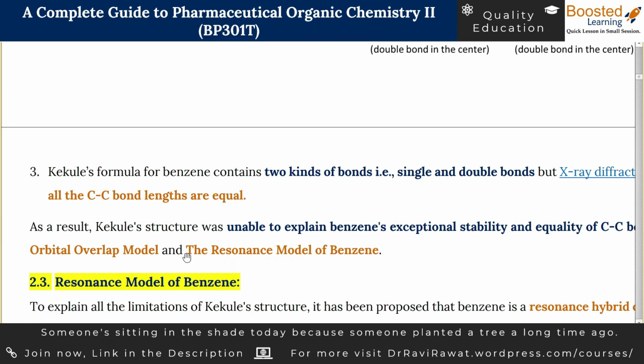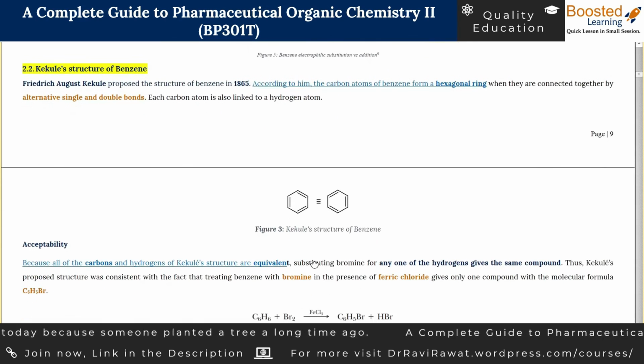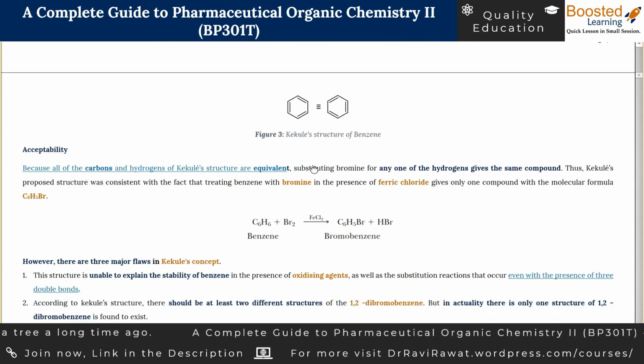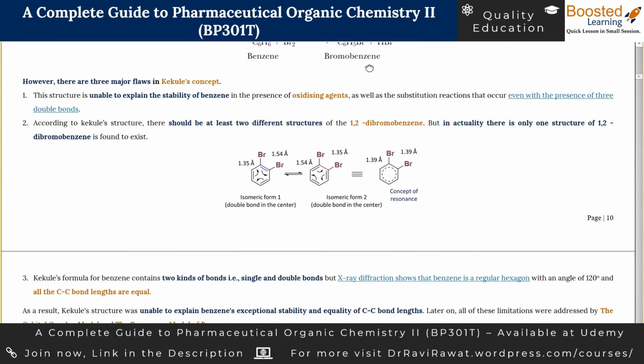There are 2 better models which better explain the benzene structure, and the names of those models are orbital overlap model and the resonance model of benzene. We will look at these 2 models in detail in the coming lessons. So for this session, that was enough. I have explained to you what was Kekule's model, what were the points of its acceptability, and what were the limitations in Kekule's model.